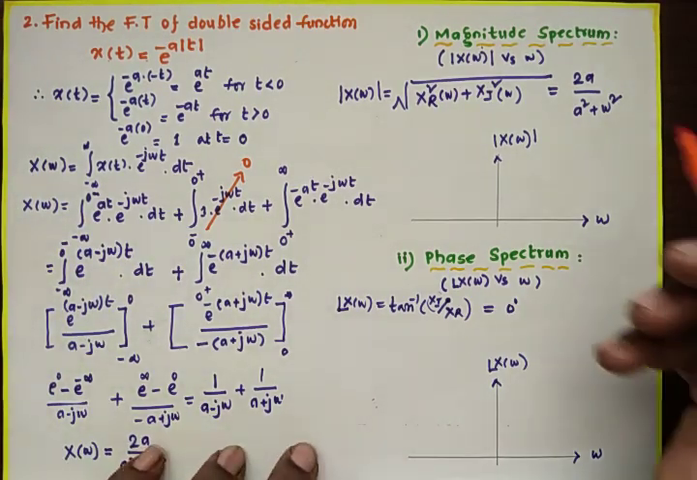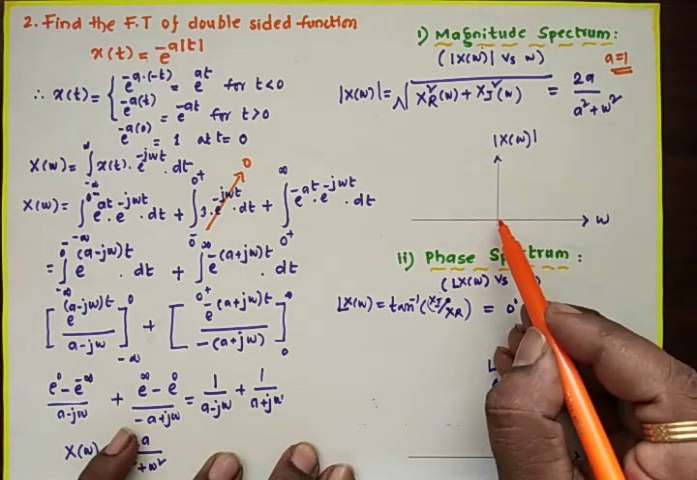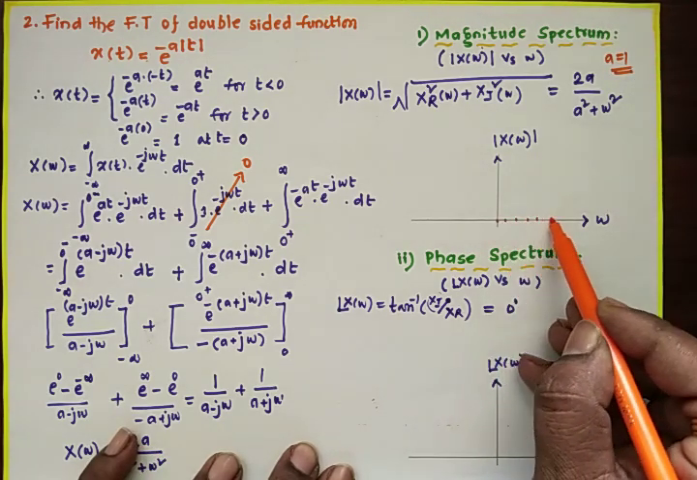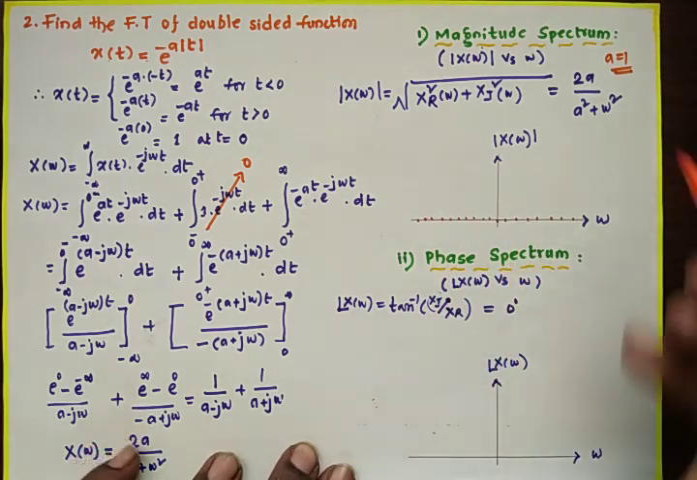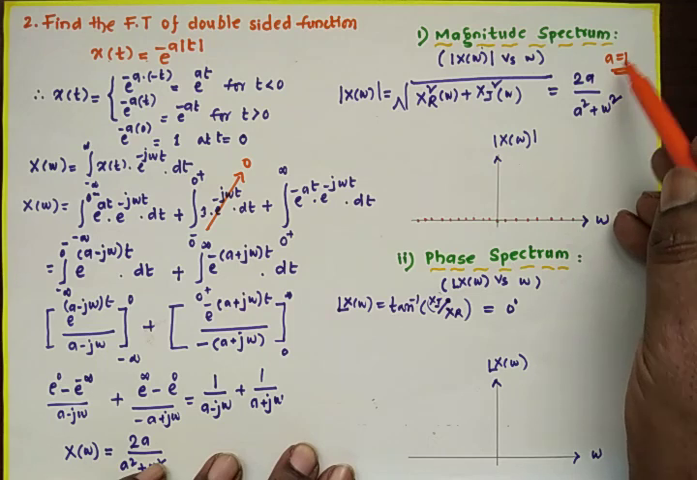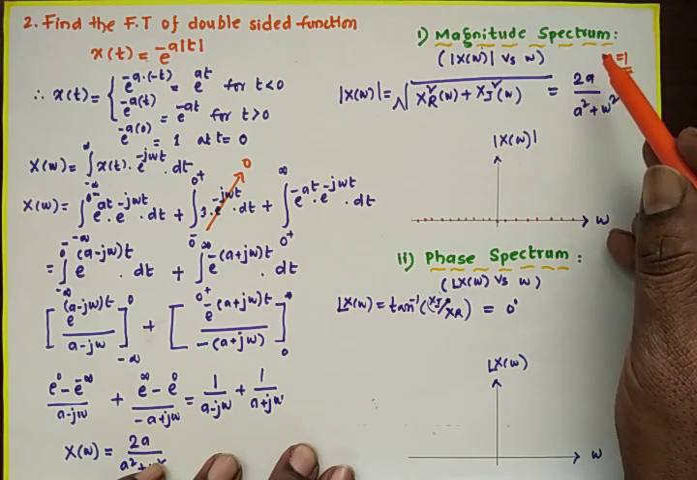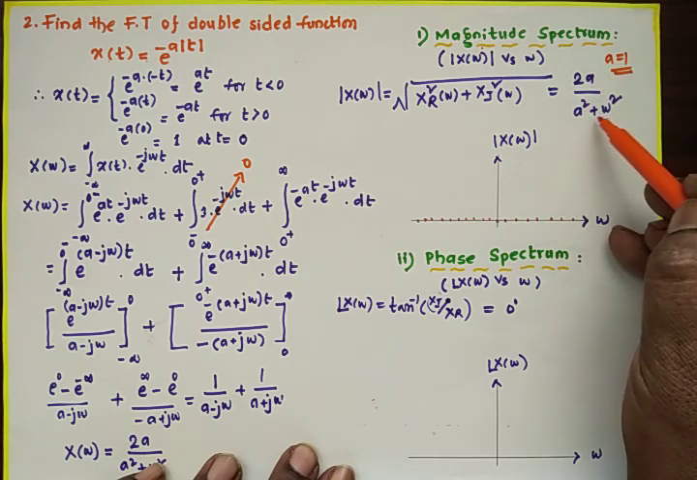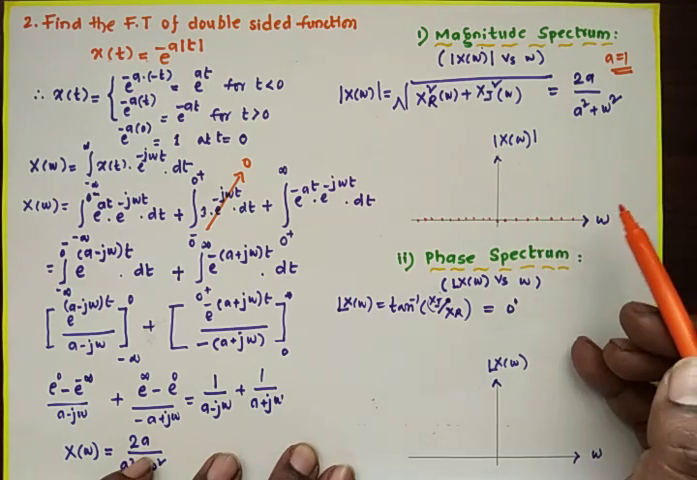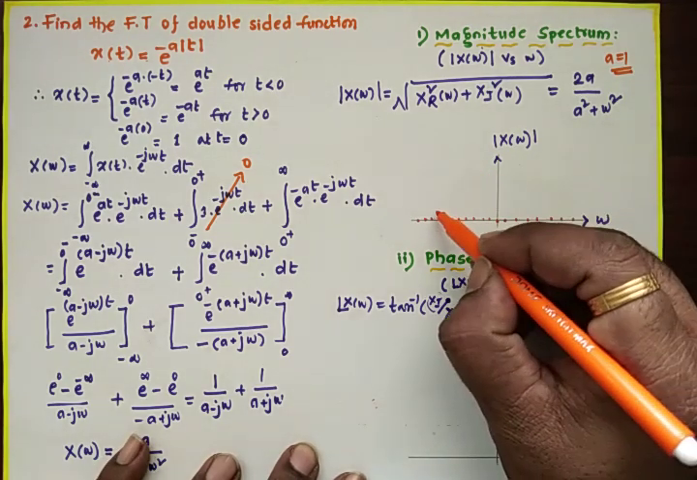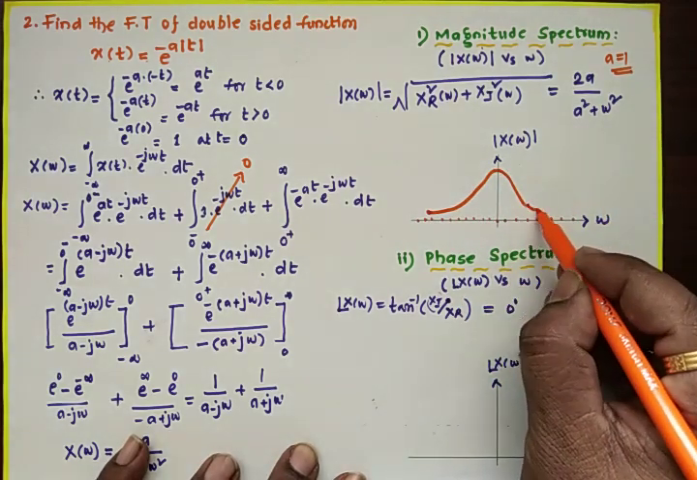That means by substituting, now assume A is equal to 1 and substitute various values of omega on the x-axis, on the left side and the right side. So we kept A is equal to 1, giving 2 into 1 by 1 square plus omega square. Substitute various values of omega here, 0, 1, 2, 3 like that, such that you can get the signal like this. It is very similar to the Gaussian function.